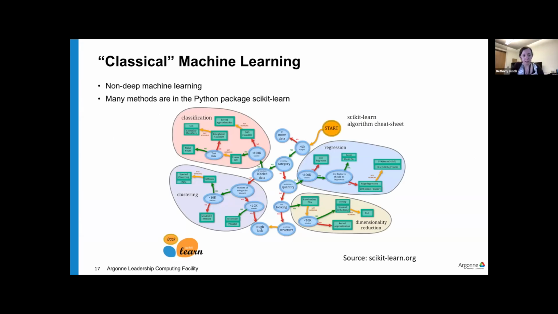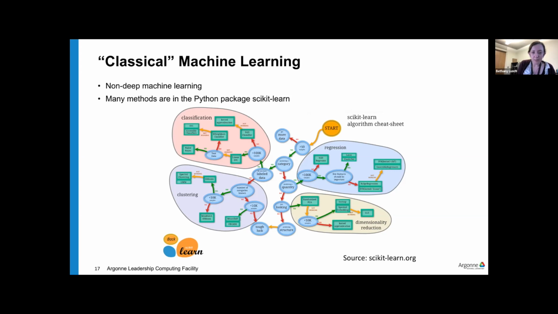Now, that was more about neural networks. There's also what some people call classical machine learning, which is things other than neural networks or not deep learning. A lot of those methods are in the Python package scikit-learn. I think this is a cool cheat sheet they put up there. They have you follow along this path. If you have a small amount of data, get more data, and so forth. It breaks it down into some of the same categories I was mentioning, like classification, regression, clustering, and dimensionality reduction, and then suggests which algorithm to try.